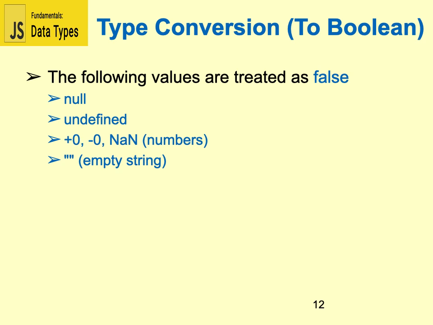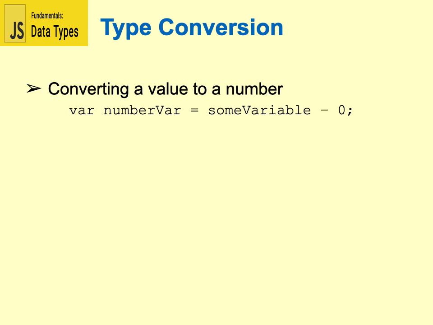So this is one way of converting something to boolean. Suppose you are initializing a particular variable with null, that will be considered as false, a boolean value. Undefined is also considered as false. Plus 0, minus 0, NaN, etc. Then an empty string, double quotes without any value, not even a single space inside the double quotes, will be considered as a false value.